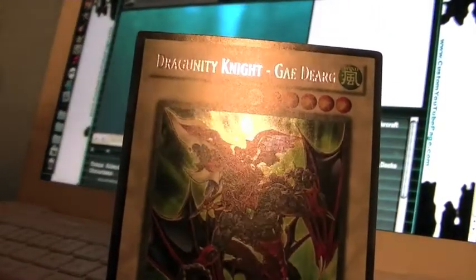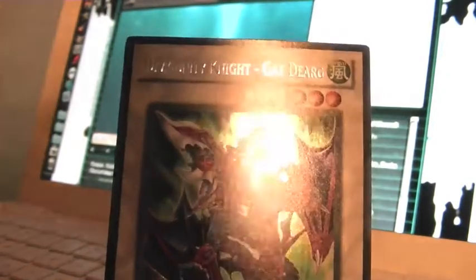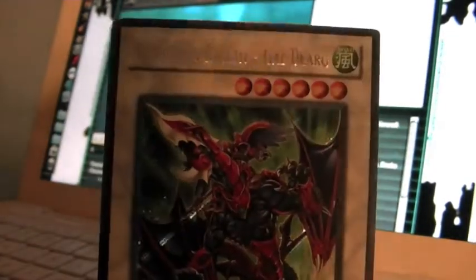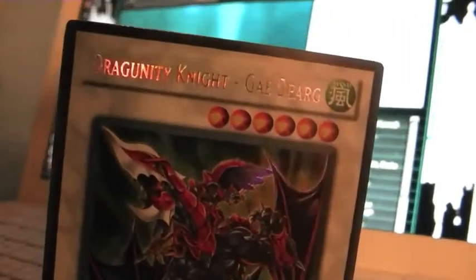Instead, I get cards like these. Secret rare, Dragoony Knight, Gay, Derek, I don't know how you say that. You can see that. Secret rare, one of the most expensive cards in the set, as far as I know. At least I think it is. Ooh, look at that shiny. Yeah, so I pulled that in a pack.